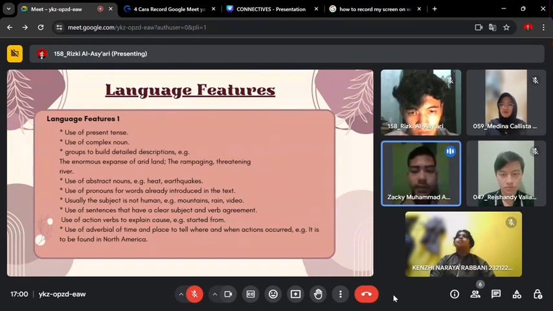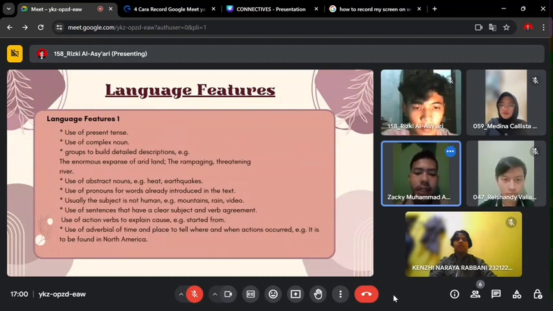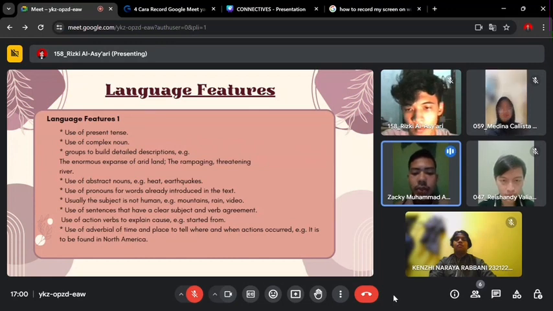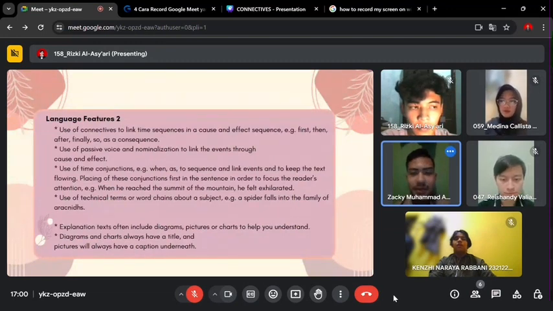And then, we use pronouns for words already introduced in the text. After that, usually the subject is not human. For example, mountains, rain, volcanoes, etc. And then, use of sentences that have a clear subject and verb agreement. Use of action verbs to explain cause. For example, started from. Use of adverbials of time and place to tell where and when action occurred. For example, it is to be found in North America.